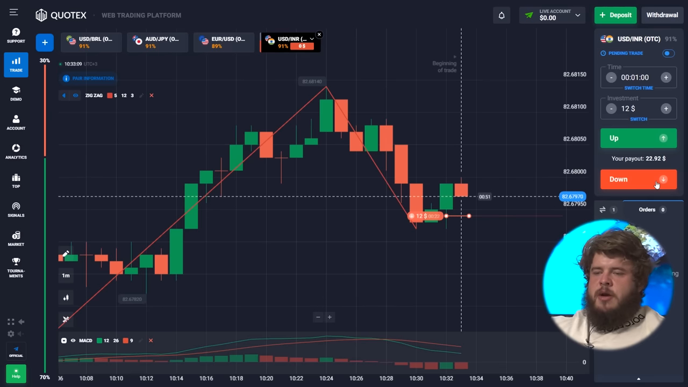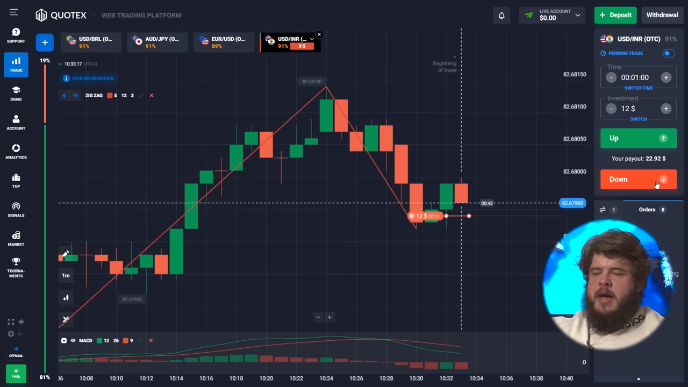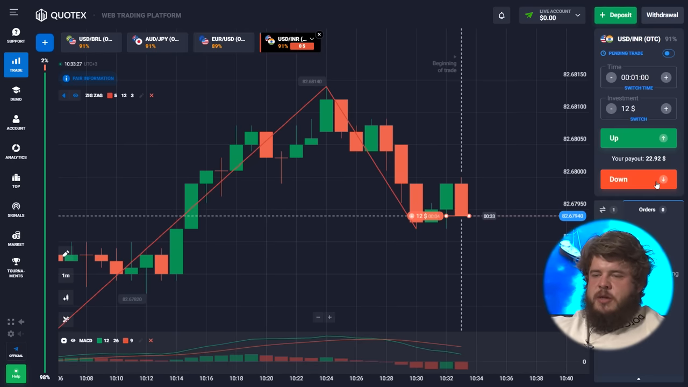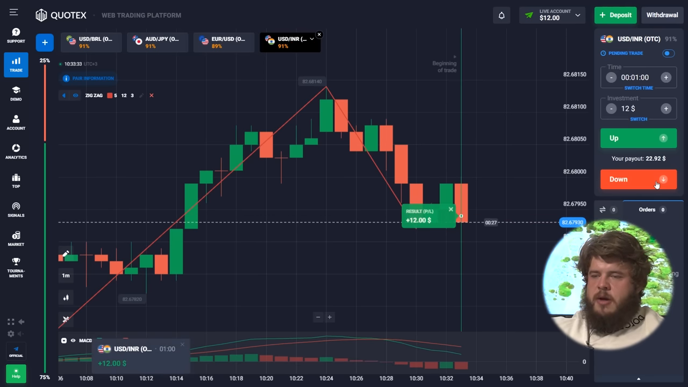For those who don't know how it works, there are two lines, a green one and a red one. If the green line is above the red one, it means for us that the price will go up. If the green line is below the red one, it means for us that the price will go down. Everything is very, very simple. You just need to look after the green line. Now the green line is below the red one, and for us it means that the price will go down.